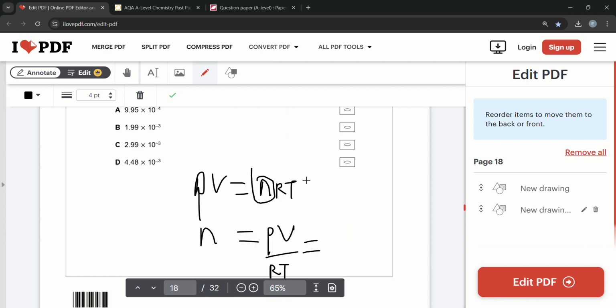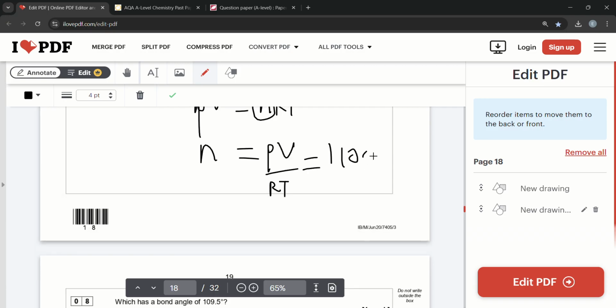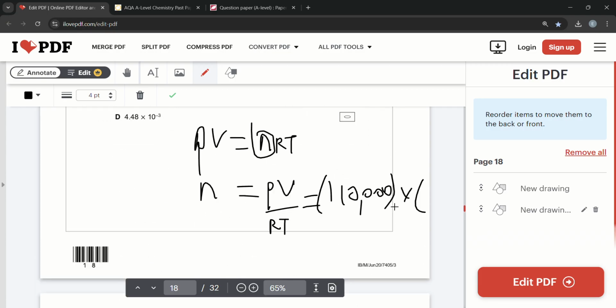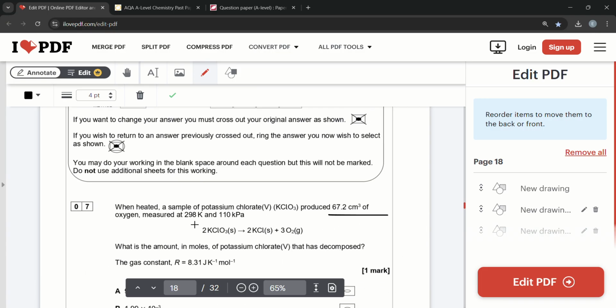Pressure in pascals, 110,000, times the volume in meters cubed, 67.2 times 10 to the power minus 6, divided by R, 8.31, times the temperature in Kelvin, 298.